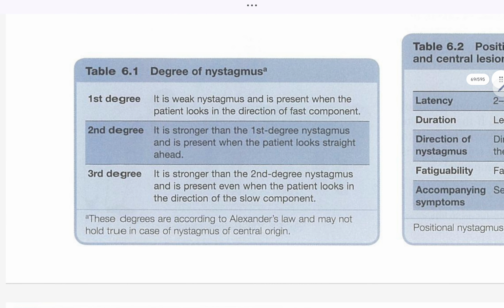Table 6.1, Degree of nystagmus. First degree, it is weak nystagmus and is present when patient looks in the direction of fast component. Second degree, it is stronger than the first degree nystagmus and is present when the patient looks straight ahead. Third degree, it is stronger than the second degree nystagmus and is present even when the patient looks in the direction of the slow component. These degrees are according to Alexander's law and may not hold true in cases of nystagmus of central origin.